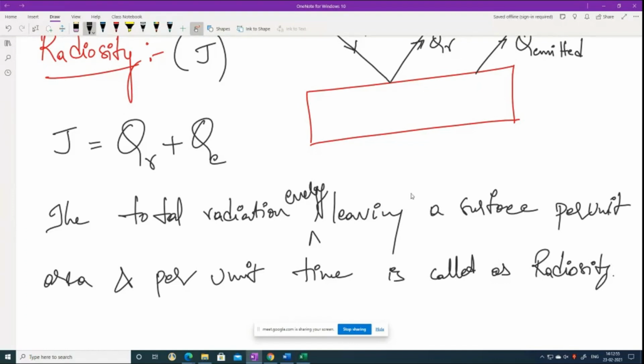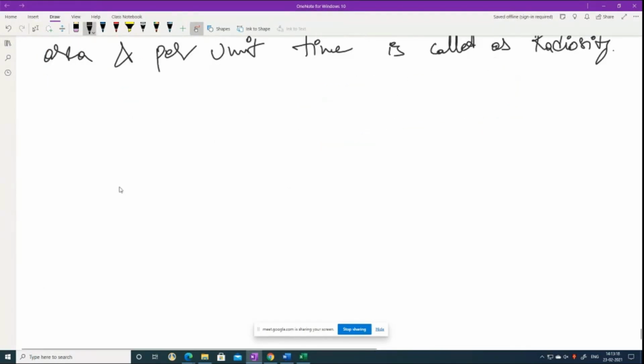So the total energy that will be leaving will be in two forms. One form is the reflected form, the other form is the emitted form. That's why you have taken the sum of these two, and you are calling it radiosity. That is here J. Okay, right.